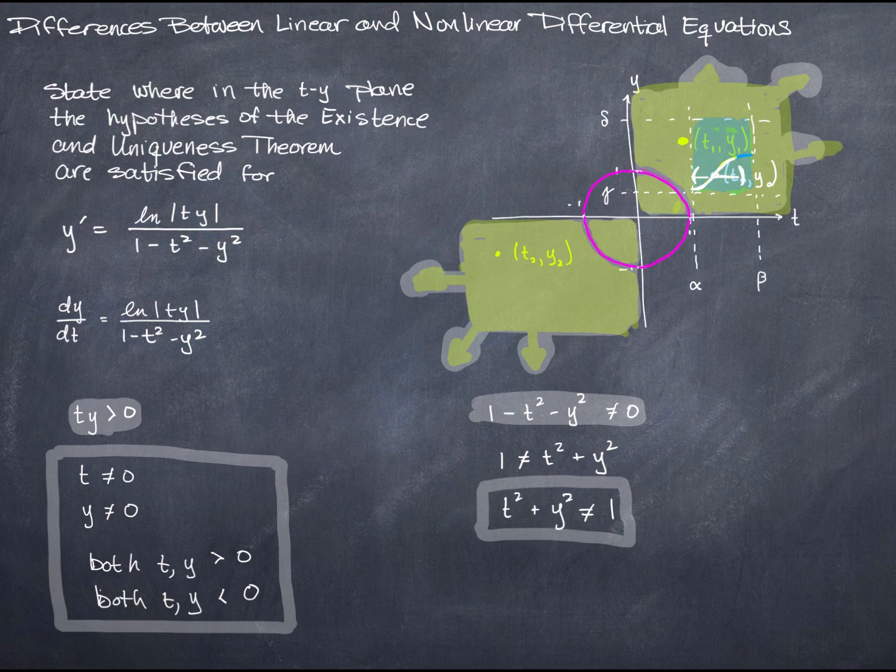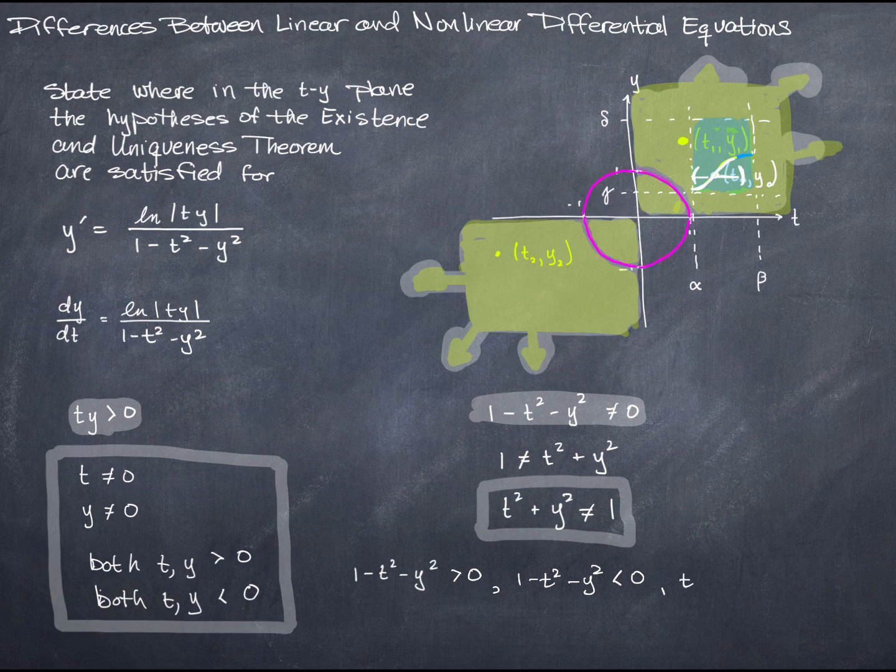And so what we have done is we have, in fact, found where in the ty plane the hypotheses of this theorem are satisfied for this particular function. How would you write this? Well, I kind of abbreviate what I've got written here. I might say, for example, that 1 minus t squared minus y squared has to be greater than 0. 1 minus t squared minus y squared has to be less than 0.